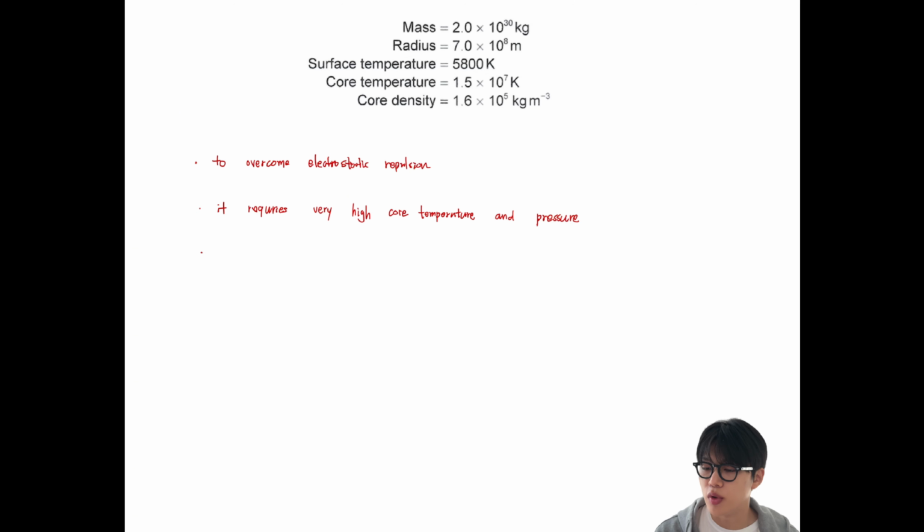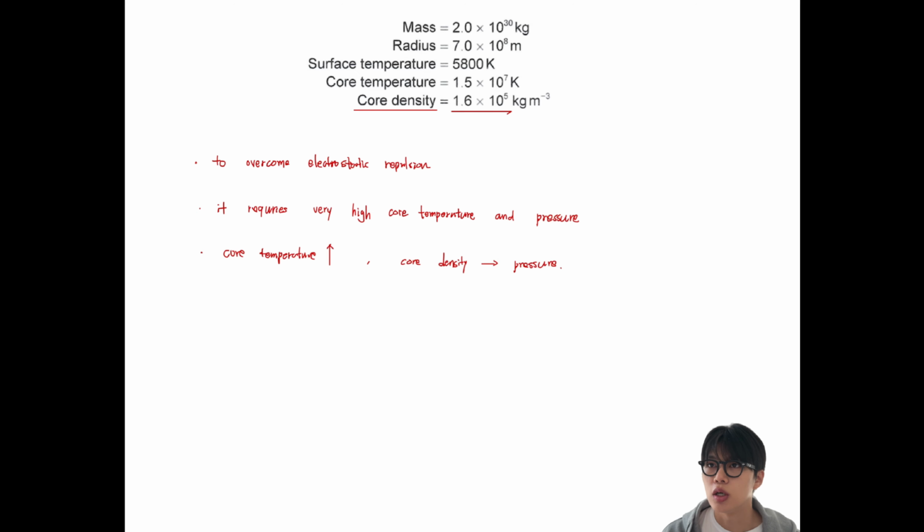So in the data, we can see the core temperature is 1.5 times 10 to the 7 Kelvin. And for the pressure, we have the core density, which is really high, 1.6 times 10 to the 5 kilograms per meter cubed. That accomplishes the high temperature and the high density, which gives high pressure, right? So the core temperature is high enough, and we have really high core density. That means we have the high pressure.